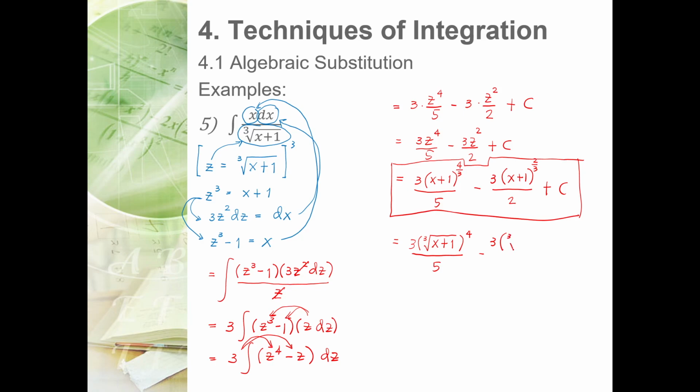Na, cube root, di ba? Muna siyang index, di ba, of the root functions. Muna siyang index. Na, square, di ba? So you can write it in that manner also.